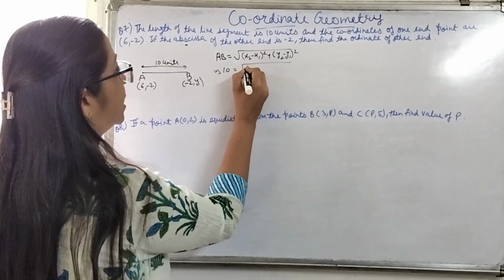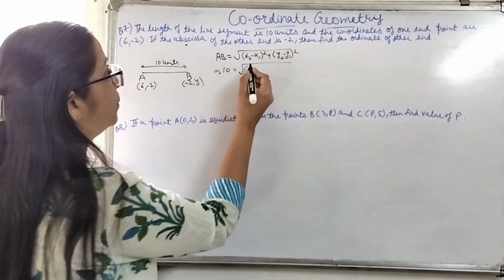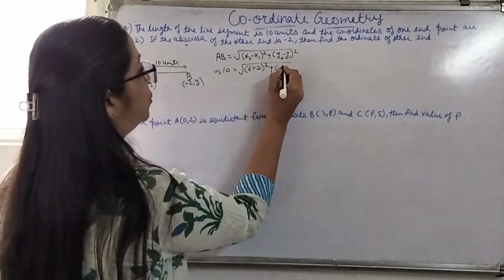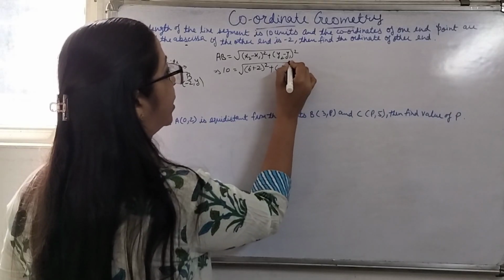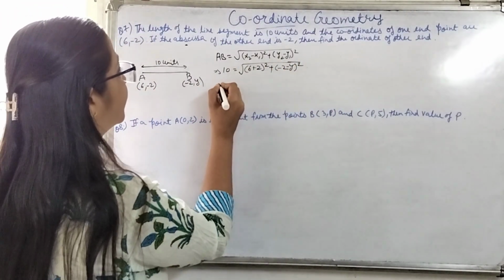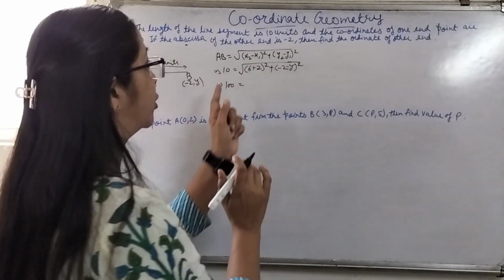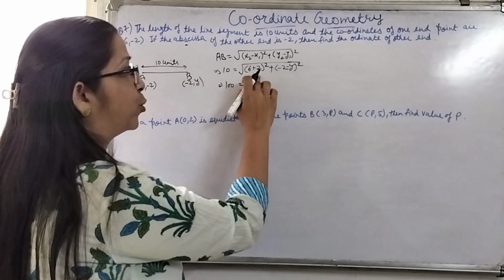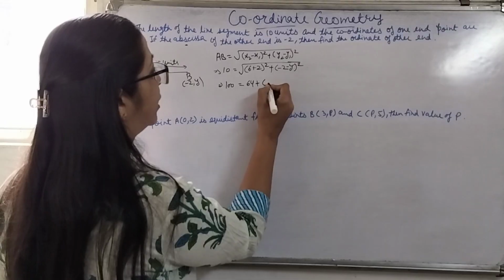So this will be your 6 minus minus 2. Minus minus will become your plus of 2 square, plus minus 2 minus y whole square. So if we square both the sides, the square of 10 will be 100, and we are squaring over here, so your square root sign will be removed. It will become your 6 plus 2, 8 square, which is 64, plus (minus 2 minus y) whole square.